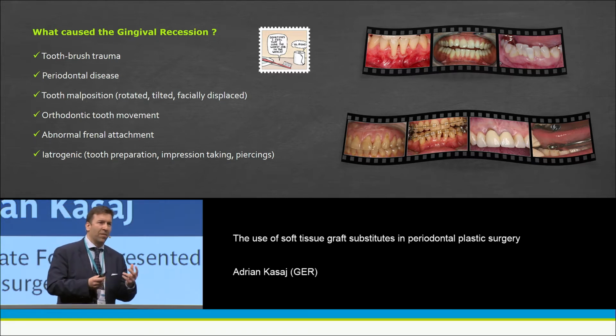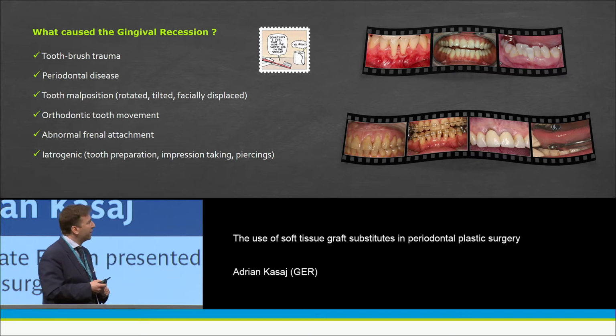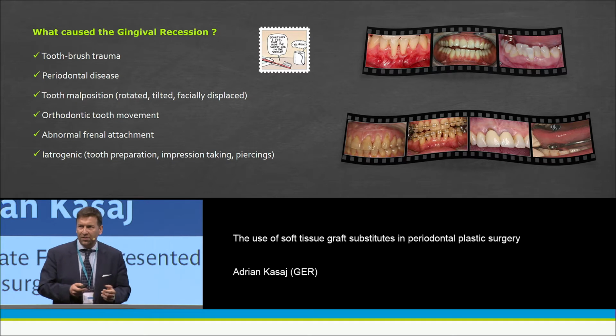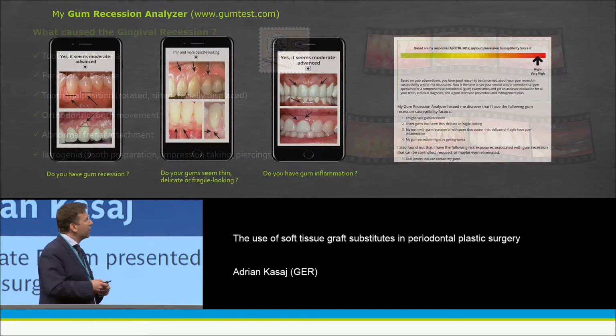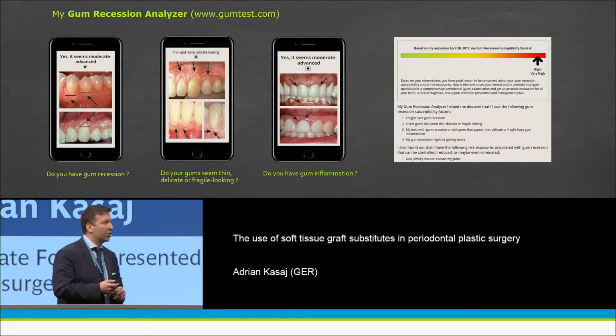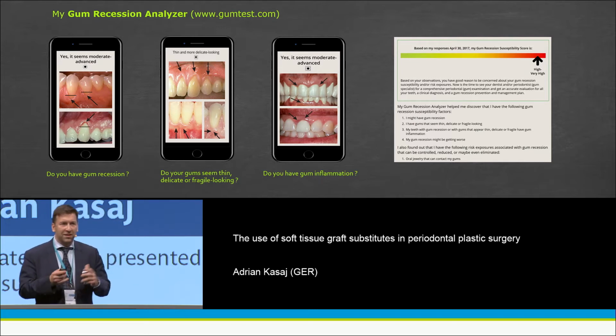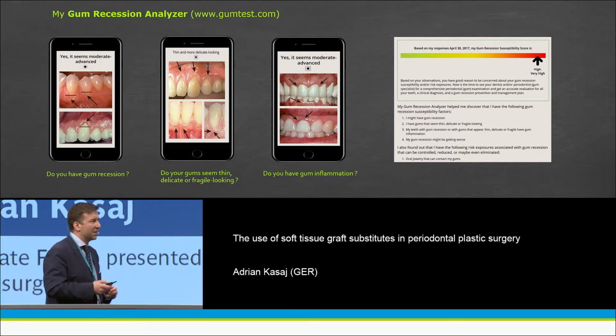And you should always take care and look at what kind of predisposing or precipitating factors are involved. Is there some facial displacement of the roots? Is there some orthodontic treatment involved? What about frenal attachment? And do I have iatrogenic factors involved? Usually the patients come to your office complaining about aesthetics or root hypersensitivity.